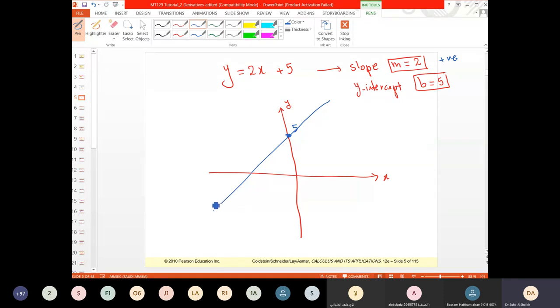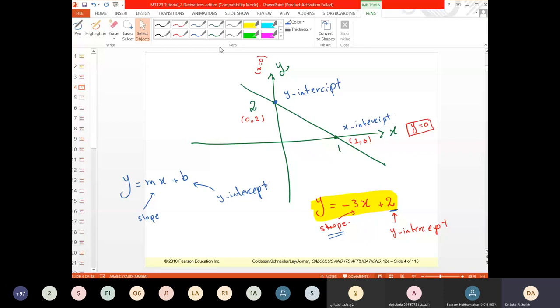We look from the left. I look from the left and the line is going up. If you check the previous question, the slope is minus 3, which means the line is going down. This is the way, Abdulaziz. We look from the left. It's like a landing airplane. The line is going down.